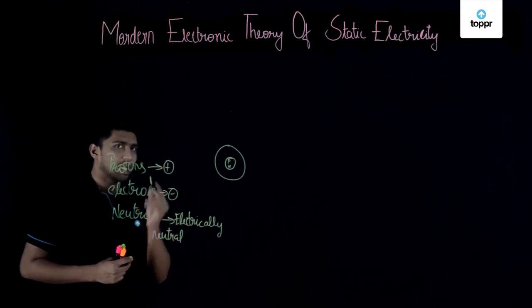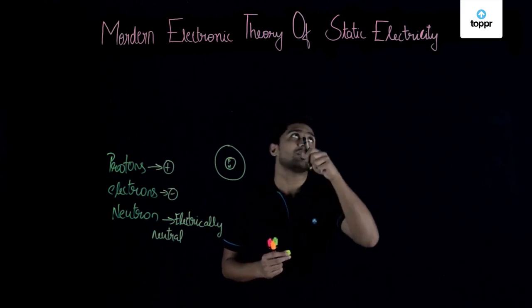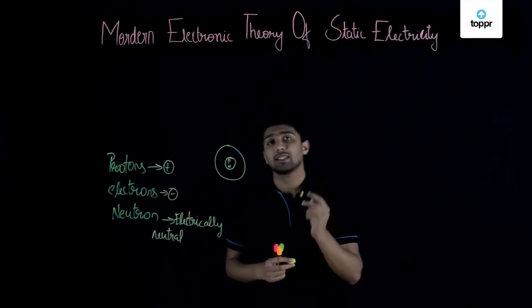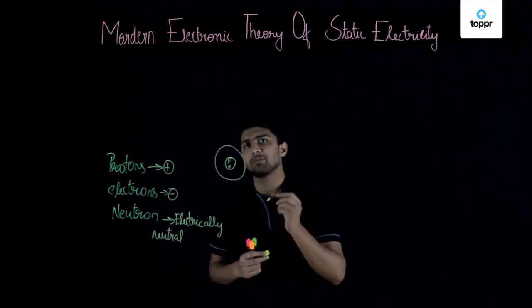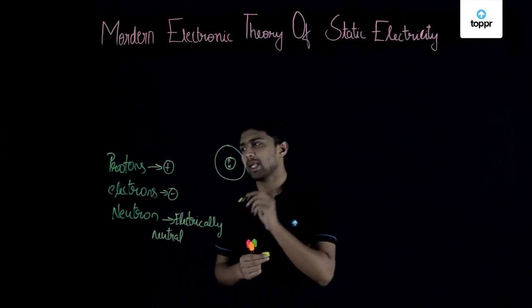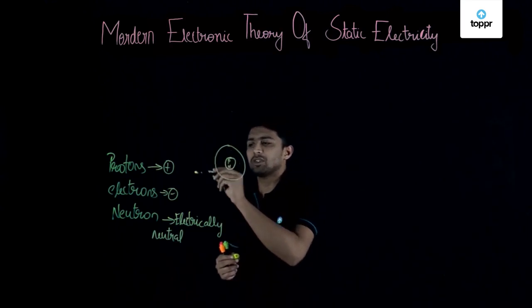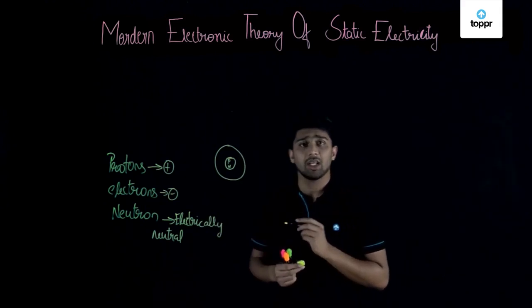So, I'll repeat what we have learned. We have started learning the modern electronic theory of static electricity. To understand that, we should have a good idea about matter. Matter is made up of atoms. In atoms, we can find protons, electrons and neutrons, which carry positive, negative and no charge, as the neutron is electrically neutral.